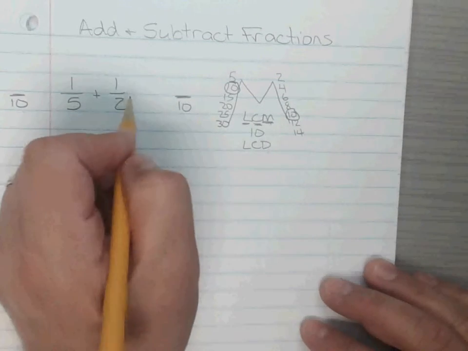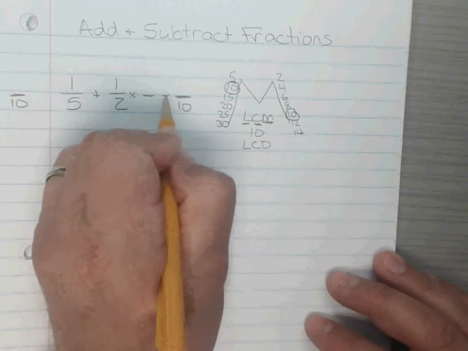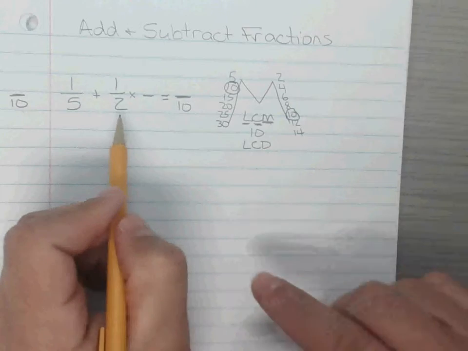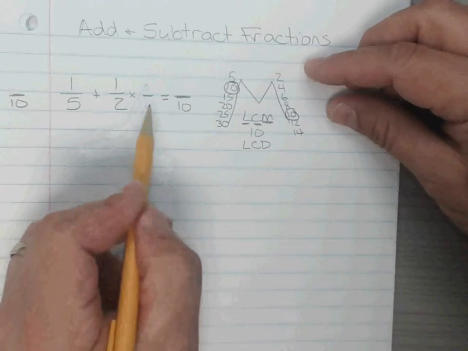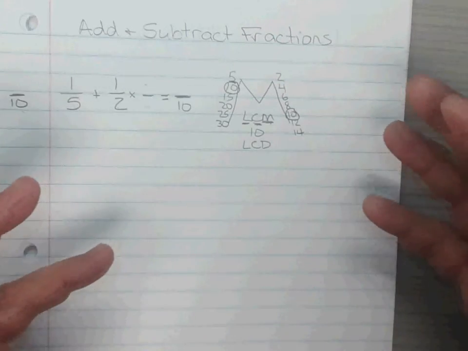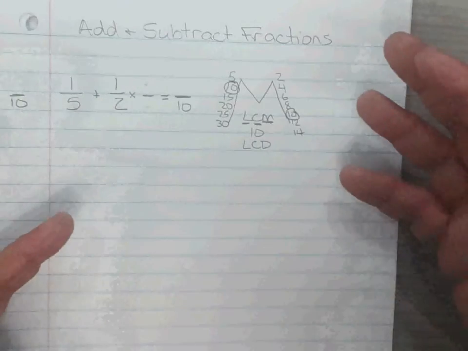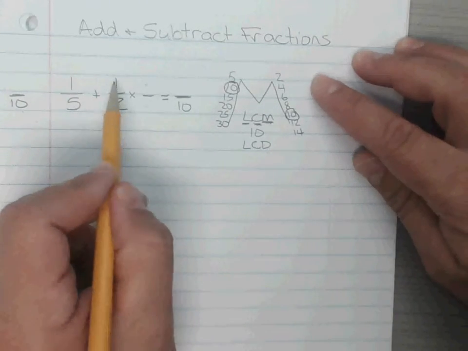So I'm going to change my 1/2 into tenths. And remember, I set that up as a multiplication problem. I'm multiplying by 1 whole. But in this case, it's going to look like maybe 3/3, 5/5, 6/6. Let's try that again. So let's look here.